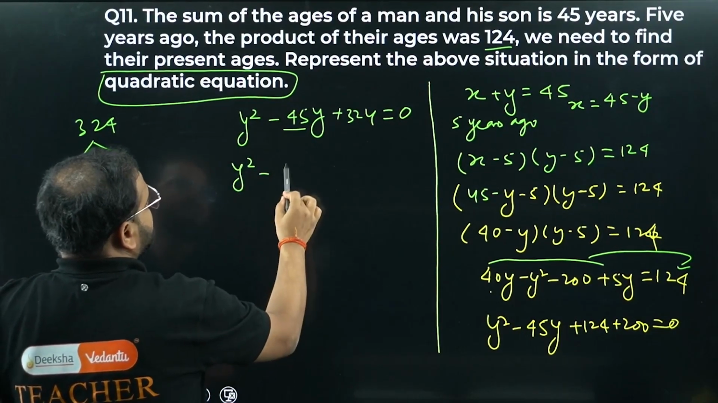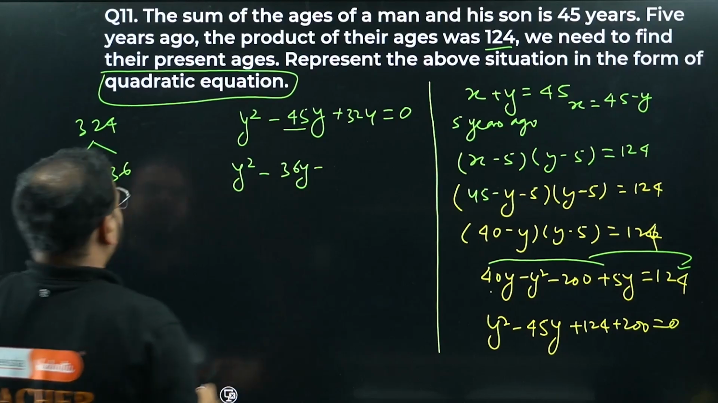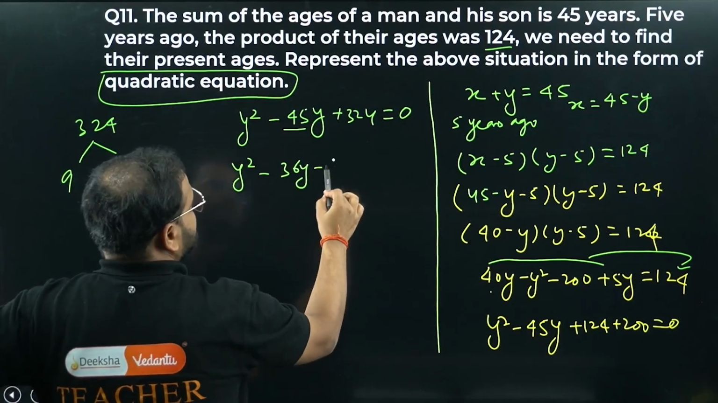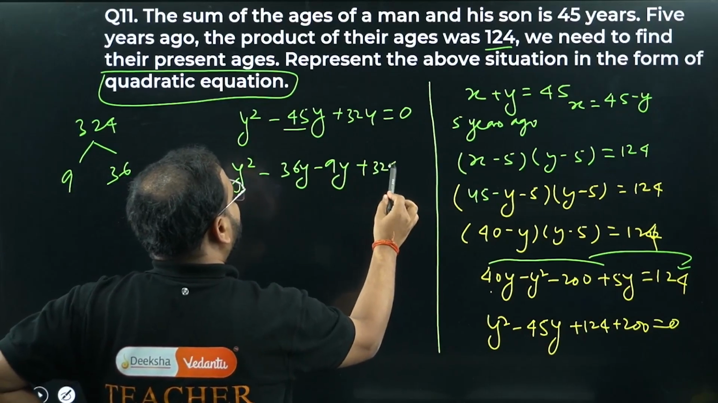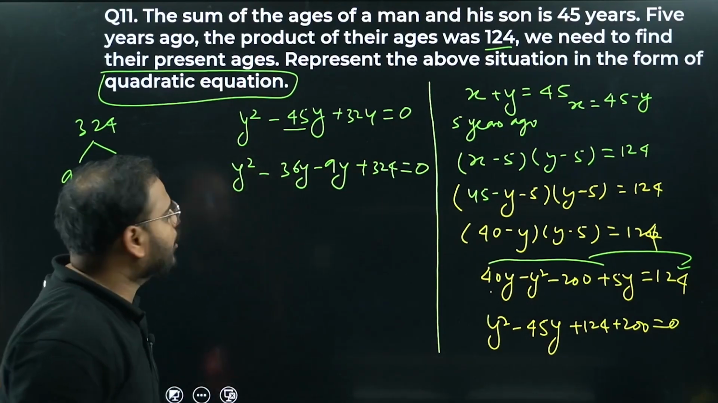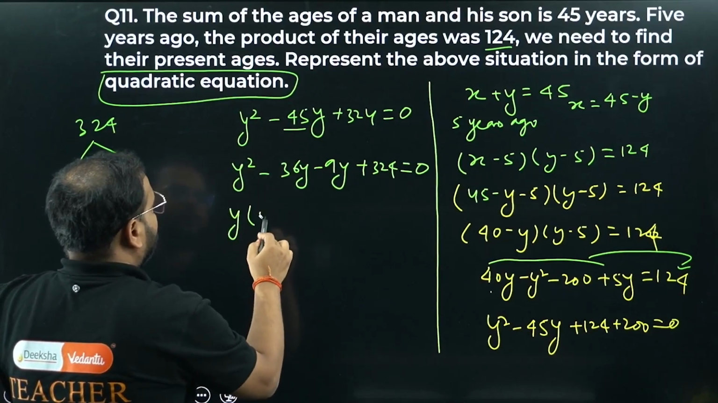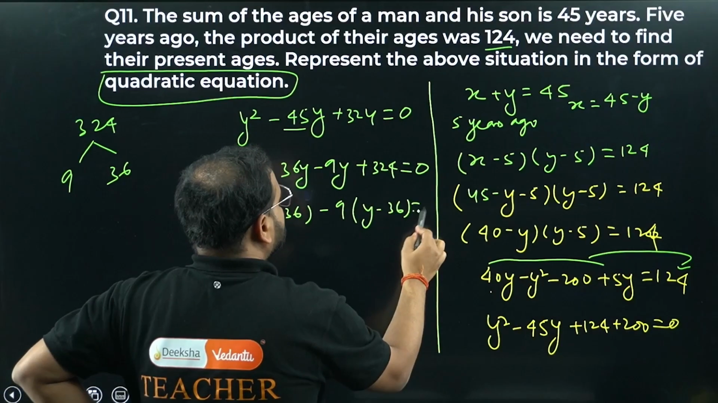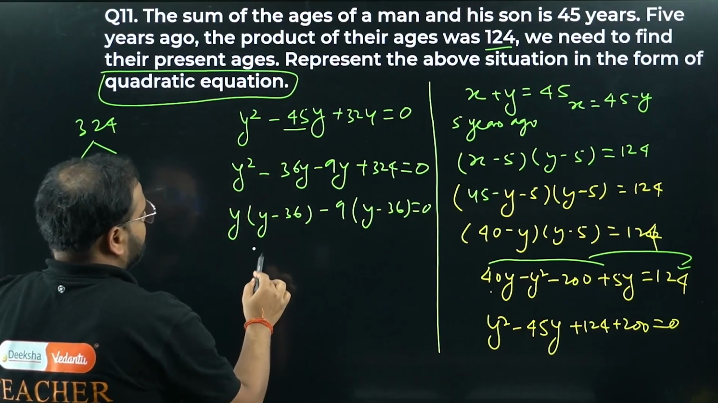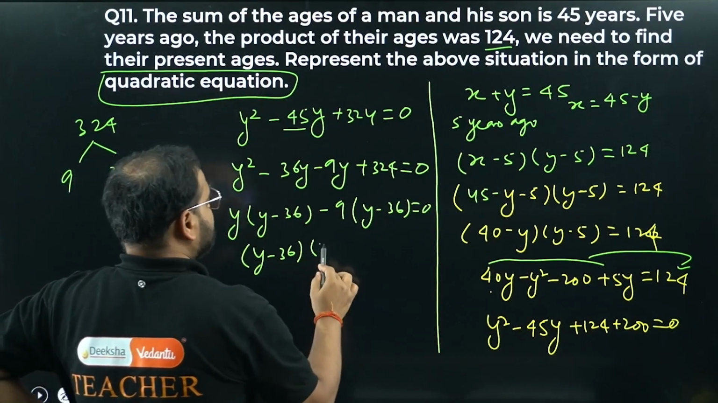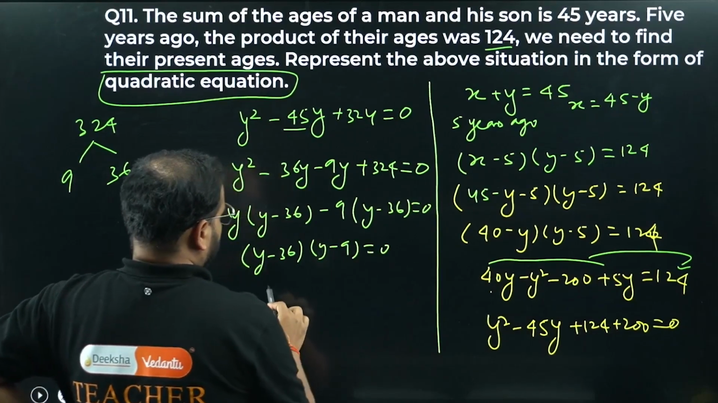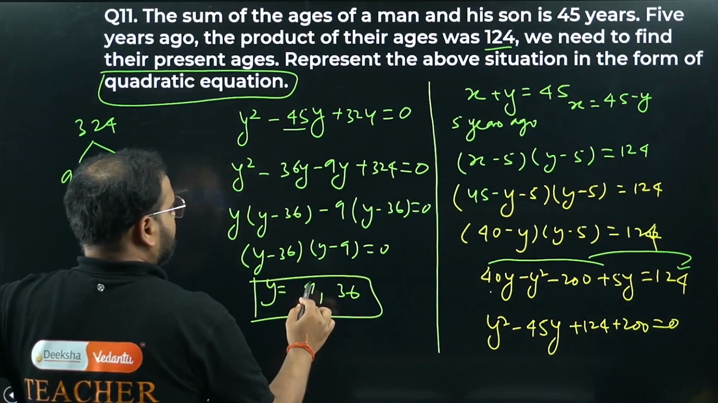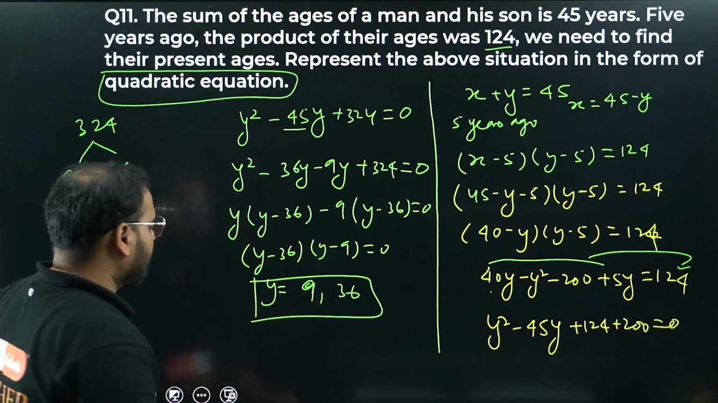y square minus 36y minus... I have to write minus only because I want to have what? Negative 45y, minus 9y plus 324 equals 0. Okay, now take y common here: y minus 36 minus 9, you can take common y minus 36. Simple factorization, right? So y equals 9 or 36.